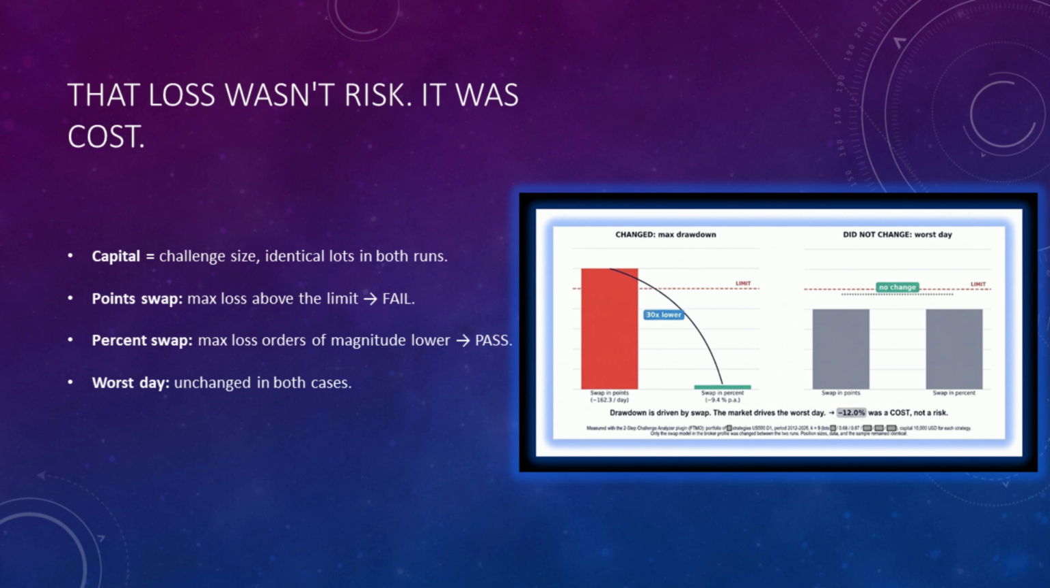I switched the profile to a percentage swap, and the maximum loss dropped by orders of magnitude, while the worst day didn't move at all. That's the clean signature of what's happening. The worst day is driven by the market, and the market doesn't care about your swap model. The drawdown, on the other hand, accumulates from swap paid day after day.